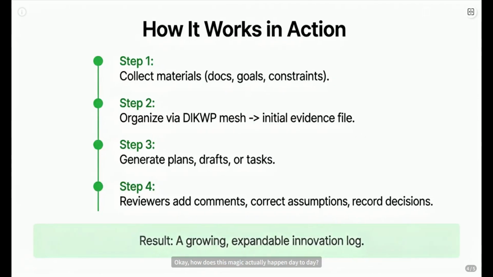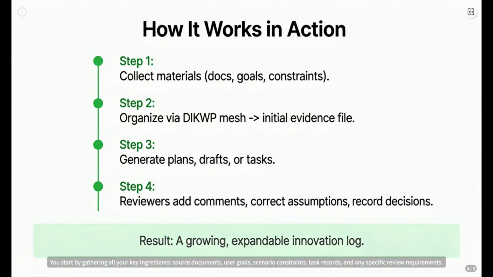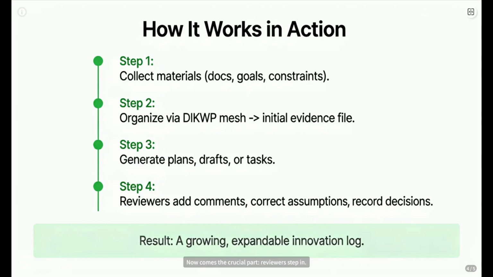Okay, how does this magic actually happen day to day? Let's walk through a typical workflow. You start by gathering all your key ingredients, source documents, user goals, scenario constraints, task records, and any specific review requirements. Then the system uses that DIKWP mesh to organize these inputs, generating an initial evidence file and highlighting key questions for human review. From there, you can generate plans, discussion drafts, comparison views, or even training tasks based on the scenario.